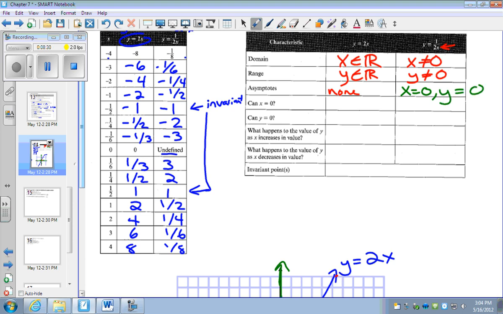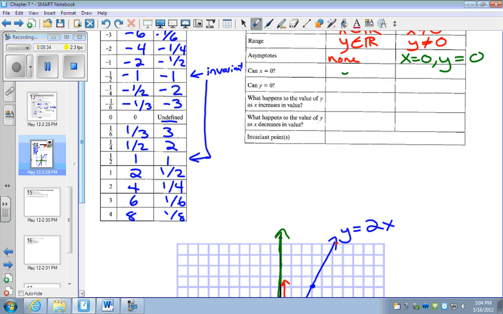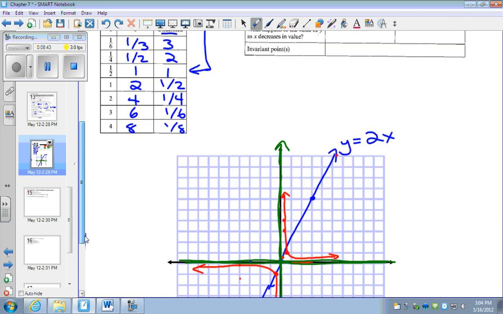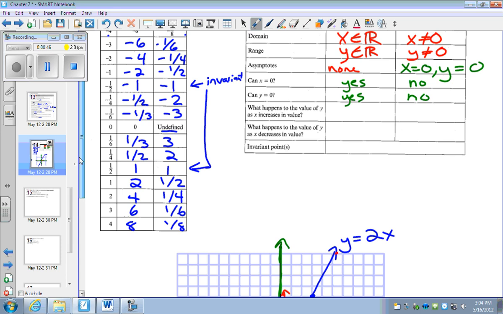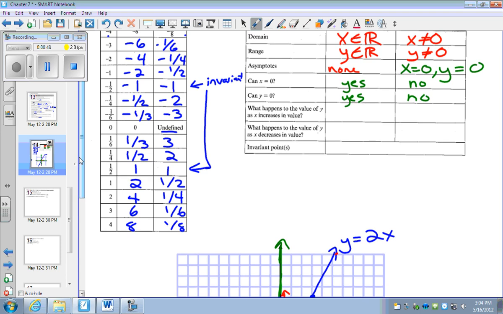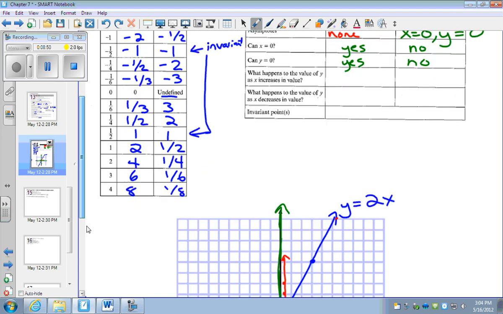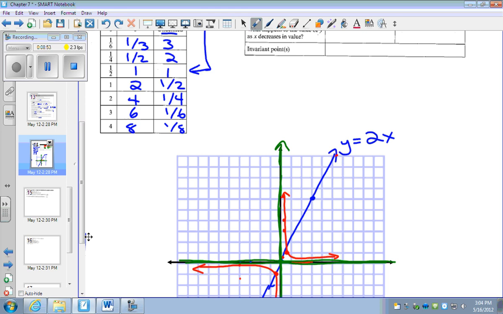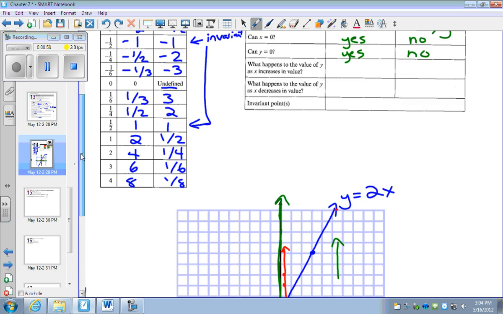Okay, can x be 0 in the blue line? Yep. In the red? Nope. Yes and no. y can be 0 in the blue. We have that point right here, but not in the red. Okay? What happens to the value of y as x is increased? So in the blue line, as my x increases, my y also increases.